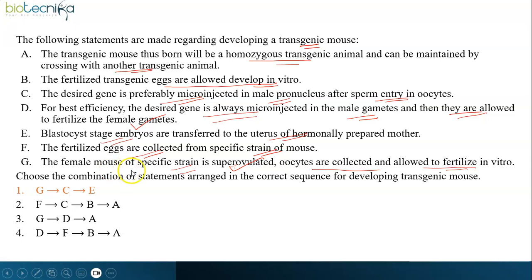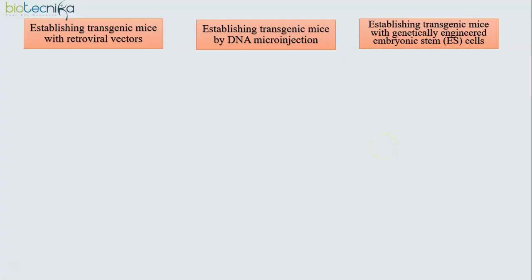G is: the female mouse of a specific strain is superovulated, oocytes are collected and allowed to fertilize in vitro. After that, it is micro-injected into the male pronucleus. Then the blastocyst stage embryos will be transferred to the uterus of a hormonally prepared mother. What we need to remember is that we have three methods by which a transgenic mouse can be generated. First is establishing the transgenic mice with retroviral vectors.